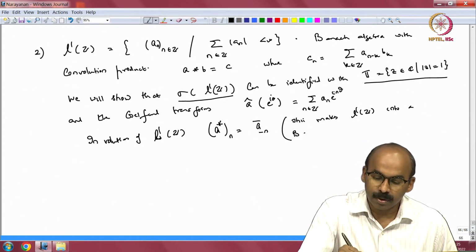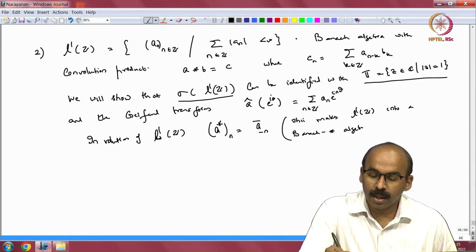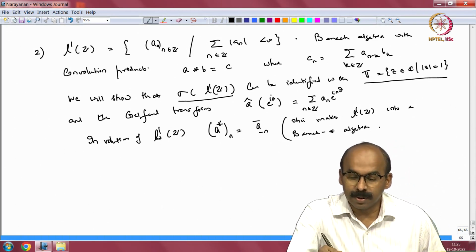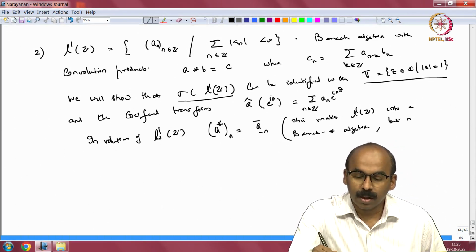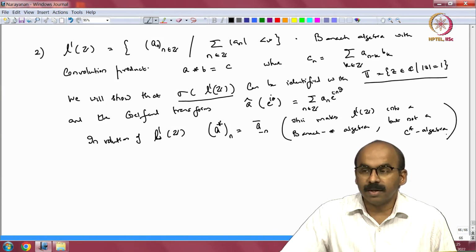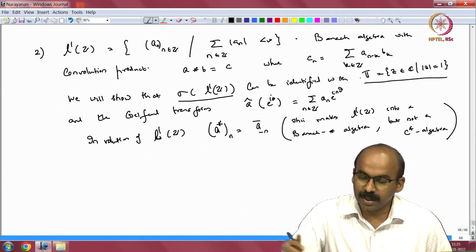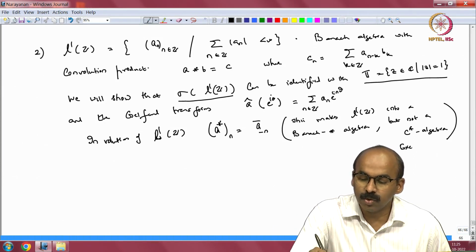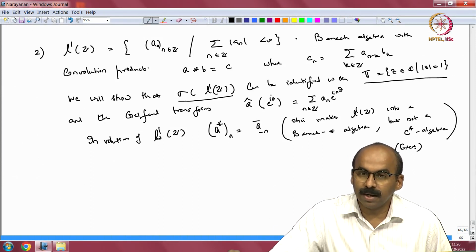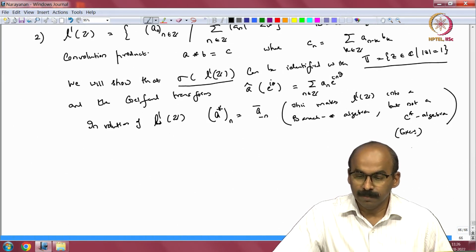Banach star algebra, okay, but not a C star algebra. So, the C star algebra identity will not be true here, you can find counterexamples. So, I will leave this as an exercise to prove that the C star identity is not true.